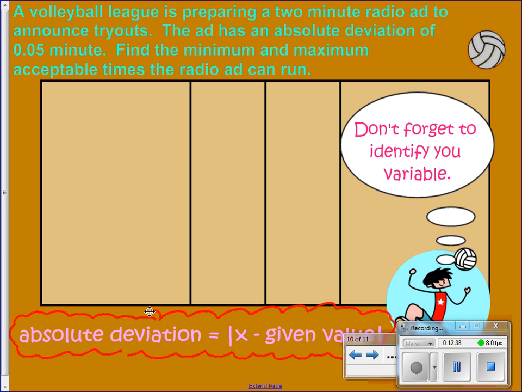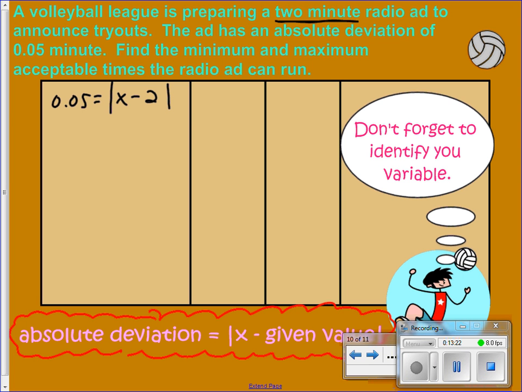Okay. A volleyball league is preparing a 2-minute radio ad to announce tryouts. The ad has an absolute deviation of 0.05 minutes. Find the minimum and the maximum acceptable times the radio ad can run. So the absolute deviation is 0.05, and that equals x minus the given value. Well, you're deviating by 0.05 minutes from the 2-minute radio ad. So there's your given number.